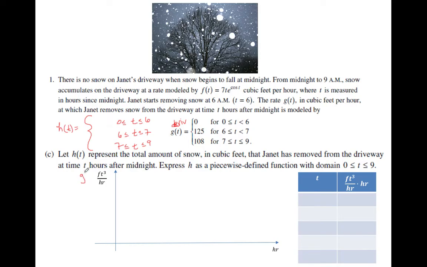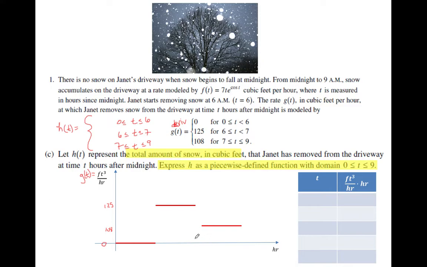So we just need to find a rule. If this is the derivative, remember, we need to go backwards. So think of this: I've drawn a little graph here with my rates. This would be g. G of t units are cubic feet per hour, and the horizontal units are hours. So I drew my derivative graph. This is a height of 0, this is a height of 125, and here is a height of 108.